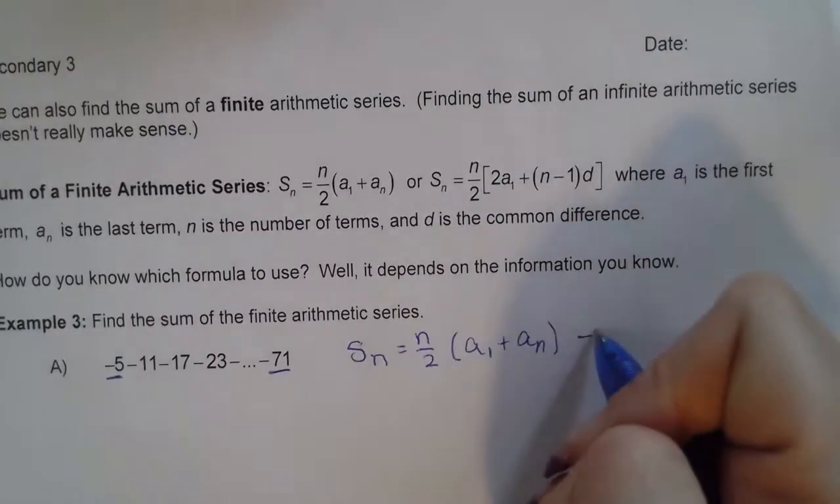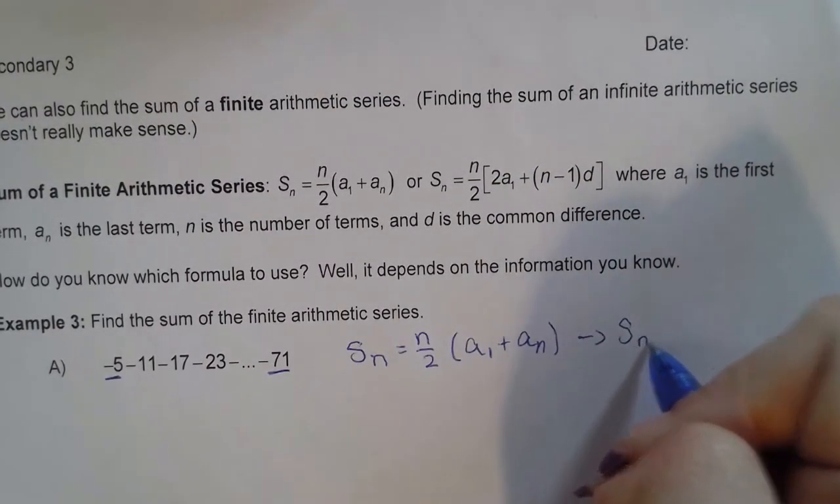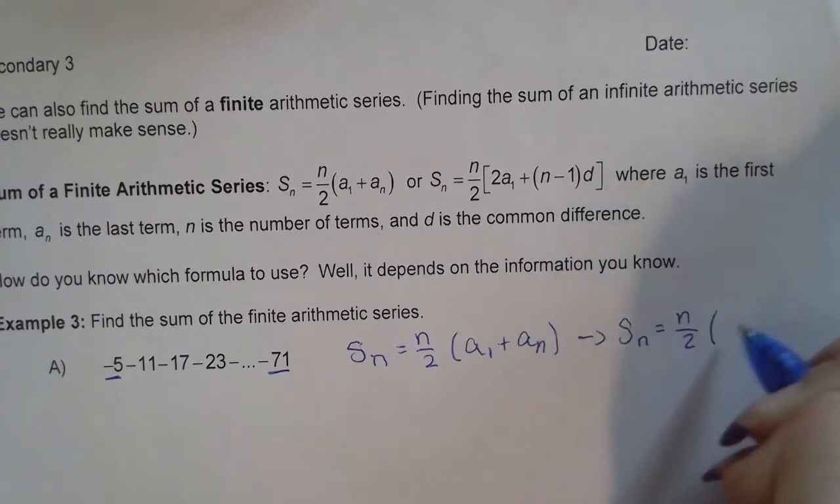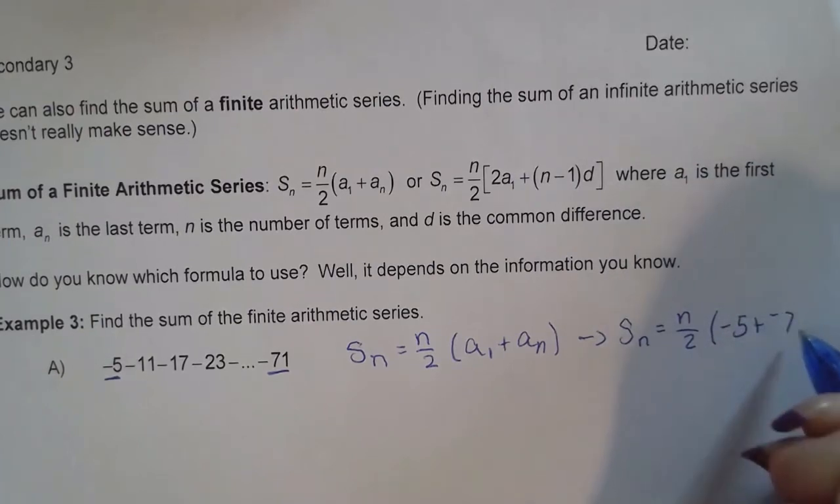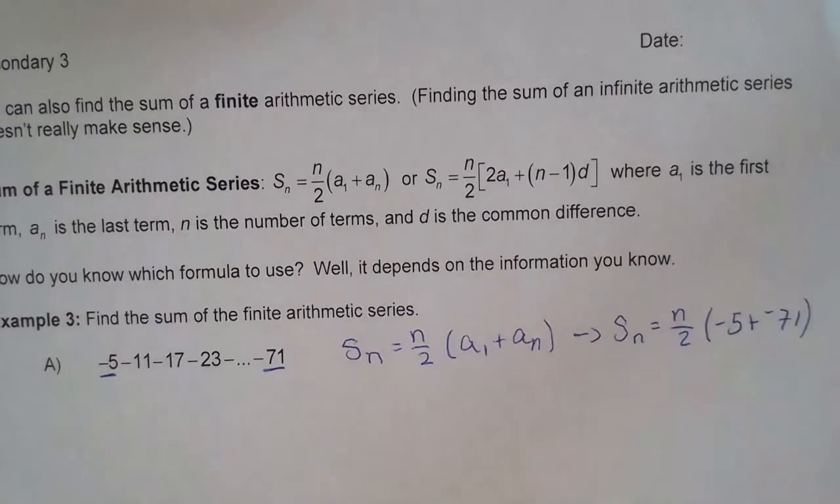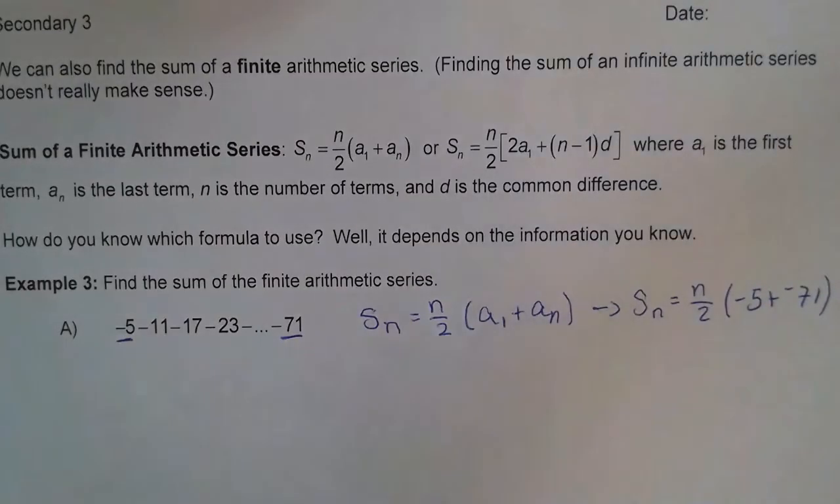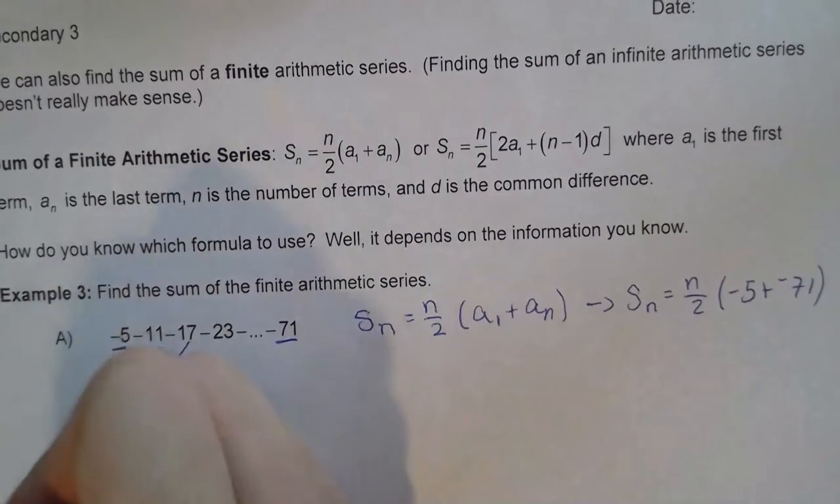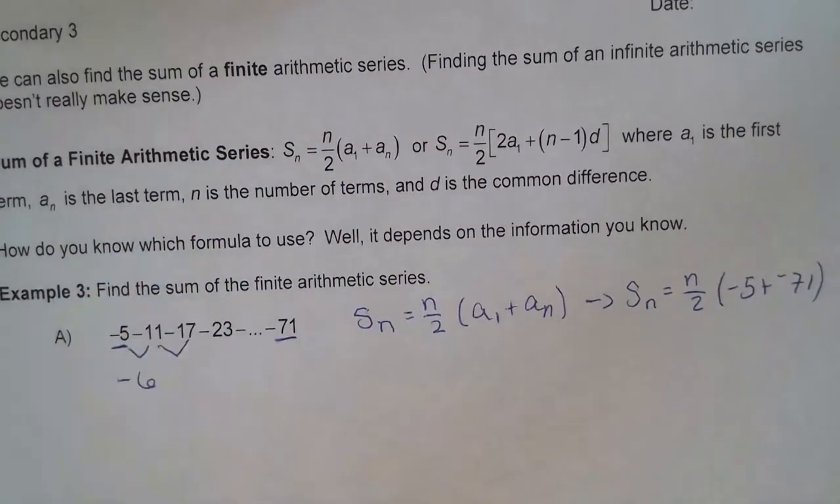But what I like about this is if I plug in right now, I see that I am only missing the n value. So this is -5 plus -71. Now, how do I find that n? How many terms did I use? Well, we can look at the pattern and then do it with our fingers, or we can do it algebraically like we did with the summation. So what is happening every time here? Well, we are subtracting 6.